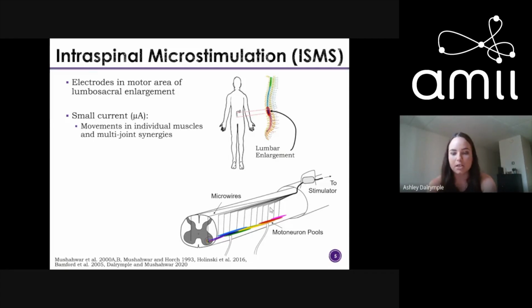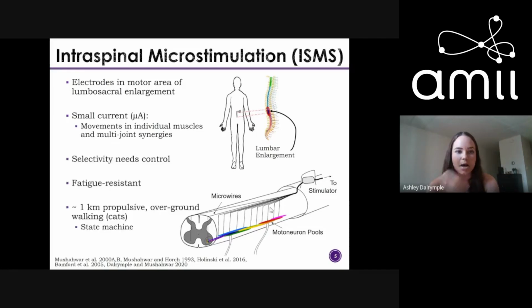The lab I did my PhD in has been doing this technique for many, many years. They've been working a lot on control strategies and also testing the limits of this. Because it's fairly selective with these wires implanted in the spinal cord, you need a method to control the stimulation to get a certain pattern of walking. A benefit of going into the spinal cord instead of going to the muscles directly is that this technique is a lot more fatigue resistant, so you can get longer distances of walking. Previous work in the lab showed nearly 1 kilometer of overground and propulsive walking in cats using this method of targeting the spinal cord to activate the muscles in the legs. And they did that with just a simple state machine.